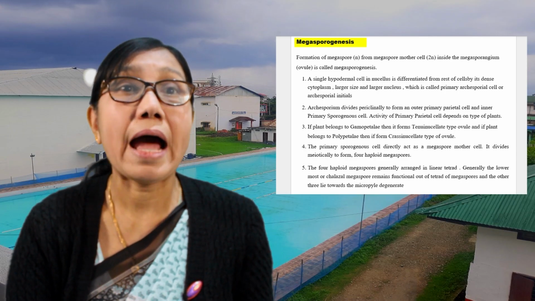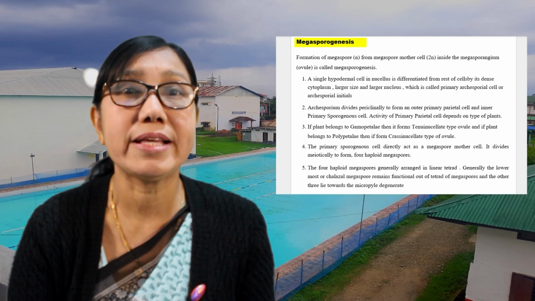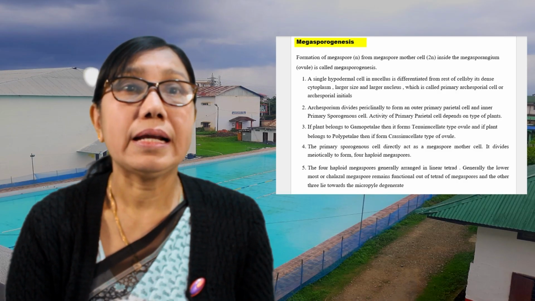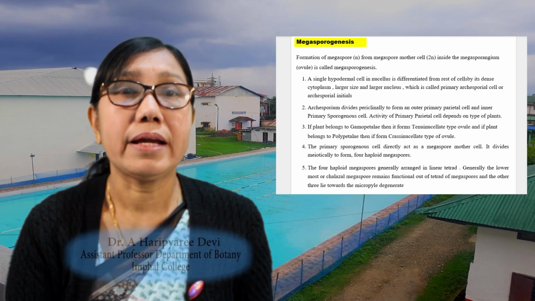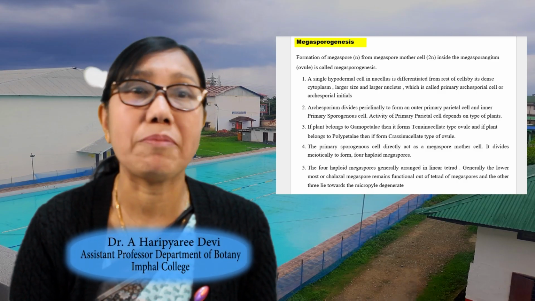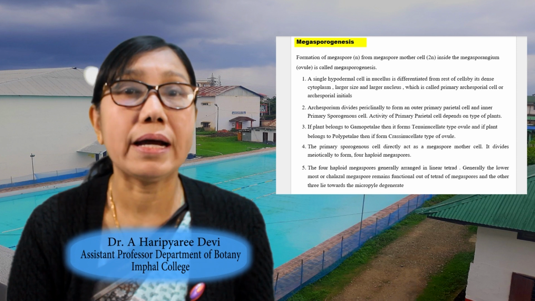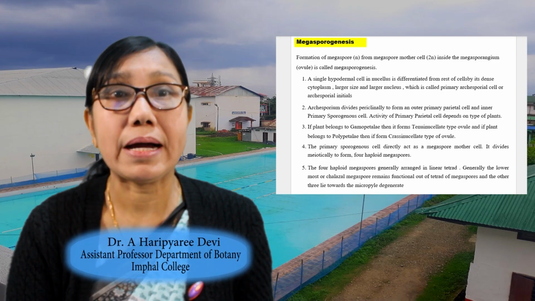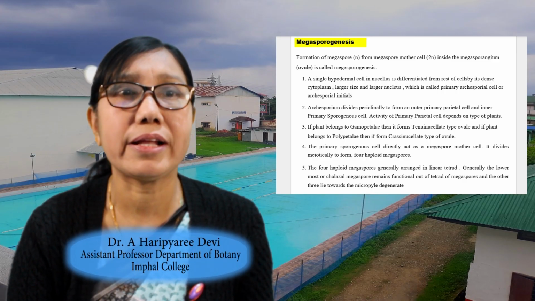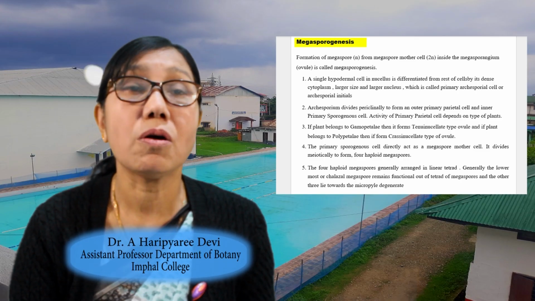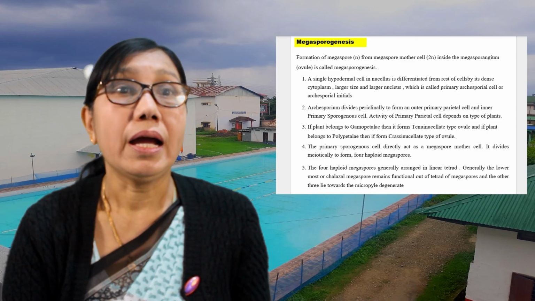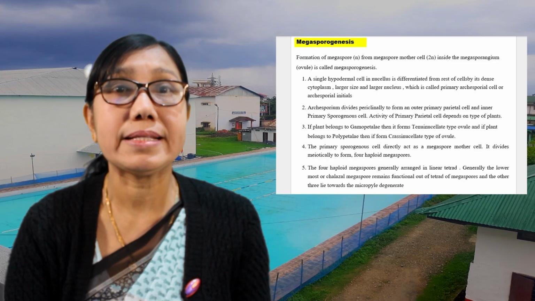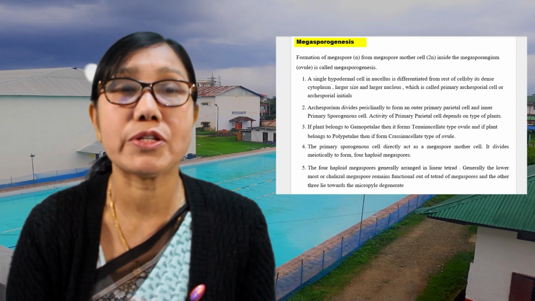First of all, a single hypodermal cell in the nucellus is differentiated from the rest of the cells by its dense cytoplasm, larger size and larger nucleus. It will be a distinct one, and this is called the primary archesporial cell, or the archesporial initial. It is the first one, so it is also known as the archesporial initial. This archesporium divides periclinally to form an outer primary parietal cell and an inner primary sporogenous cell.